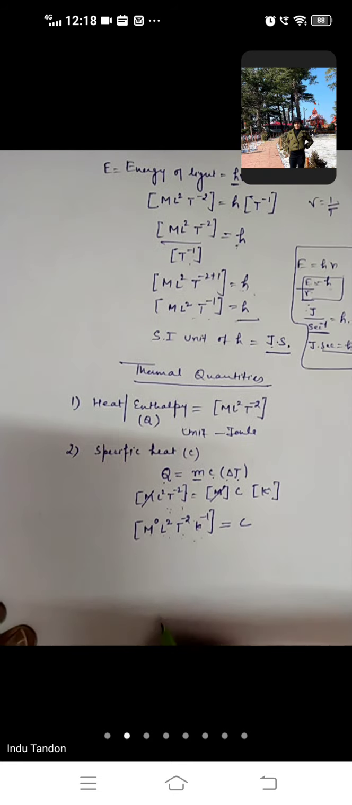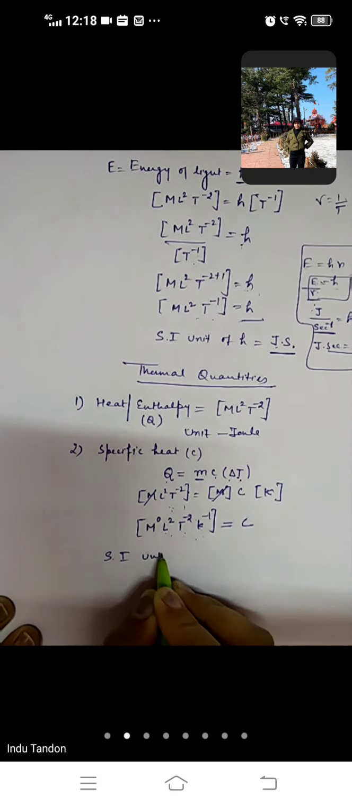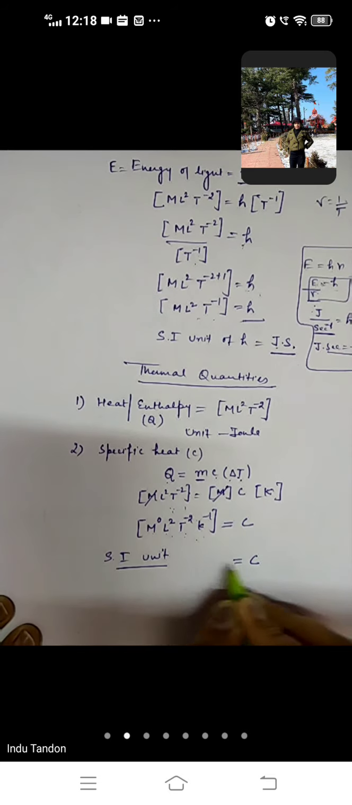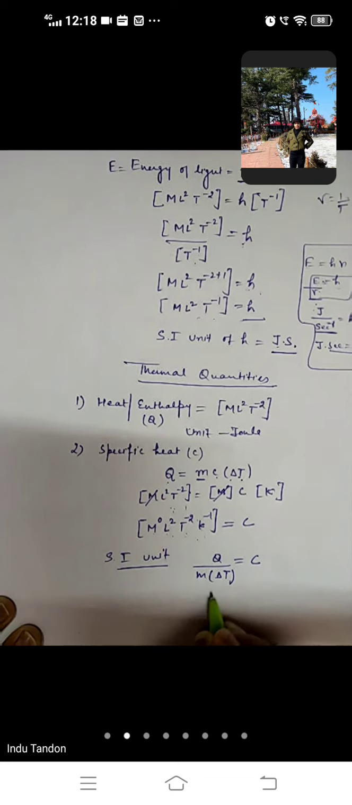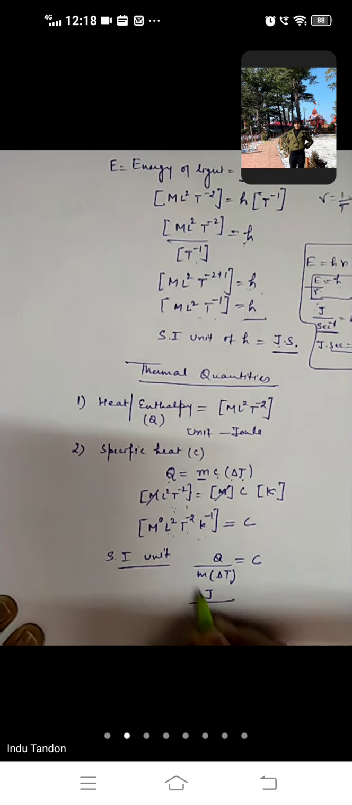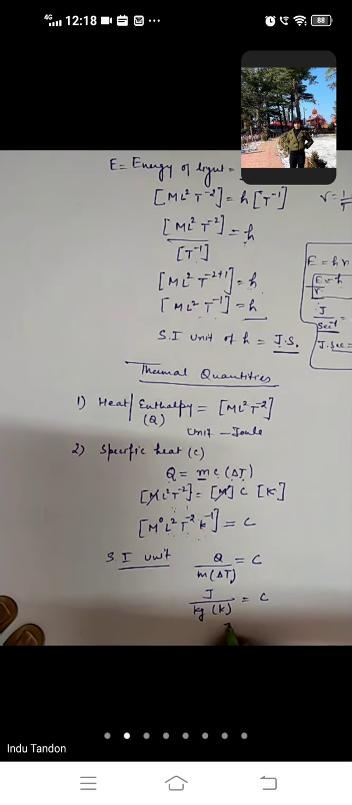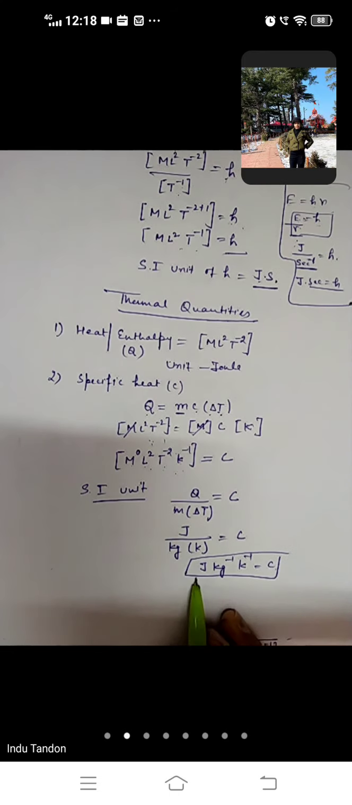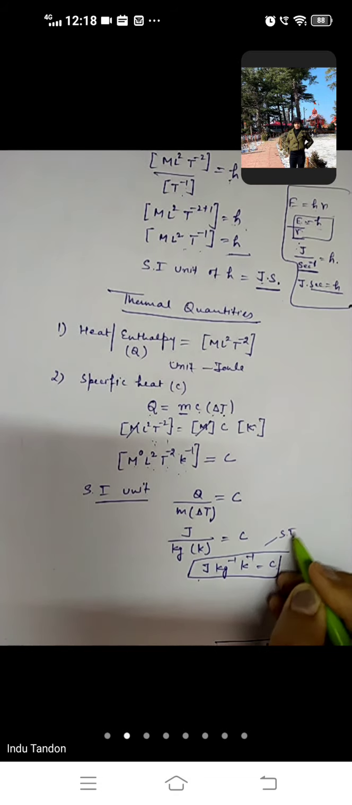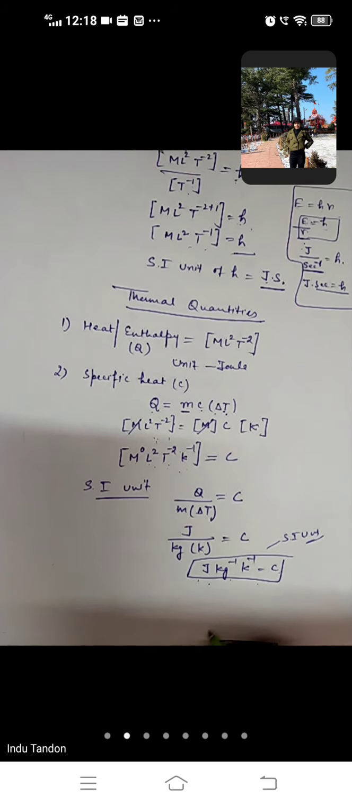And what will be its SI unit? If I write the formula for C, this is Q divided by m into delta T. What is the unit of Q? Joules. The unit of mass is kilogram and the unit of temperature is Kelvin. So this becomes joule, kilogram inverse, Kelvin inverse. The SI unit of specific heat is joule per kg per Kelvin.